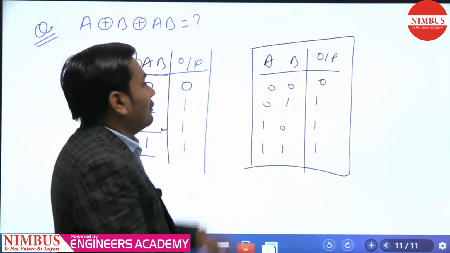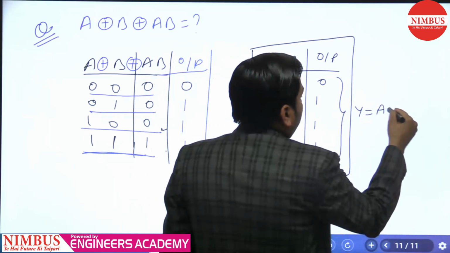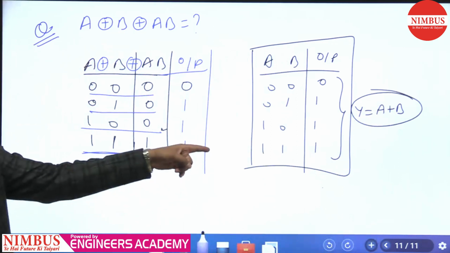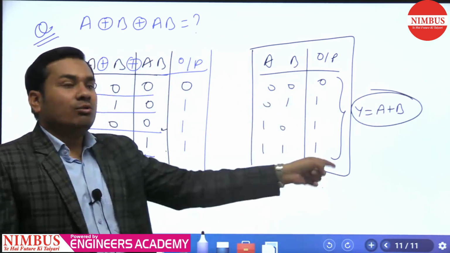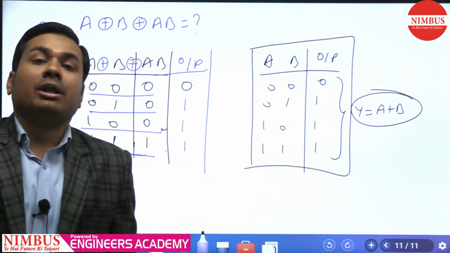So that is our Y is equal to A plus B. That is our OR gate. 0 0 0, 0 1 1, 1 0 1, 1 1 1. So the simplified expression is Y is equal to A plus B.